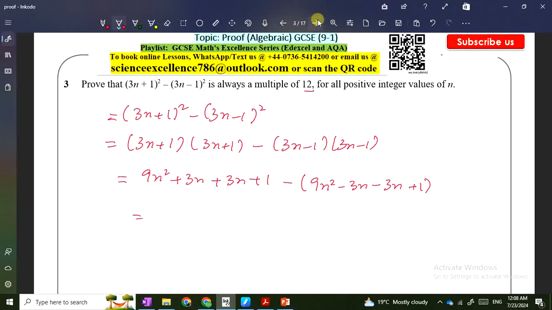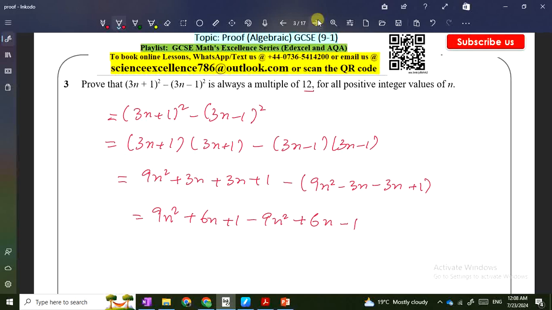Okay, so now we can add these two. 3n plus 3n will be 6n plus 1. If you take the negative inside, we need to change the sign inside the bracket. It will be a minus 9n square. So minus 3n and minus 3n will be a minus 6n, and due to this negative it will be a positive 6n, and this positive 1 will be a minus 1. And this is a very important thing: if you have a negative sign outside the bracket, and you take that negative sign inside the bracket, you have to change the sign of all the terms inside the bracket.